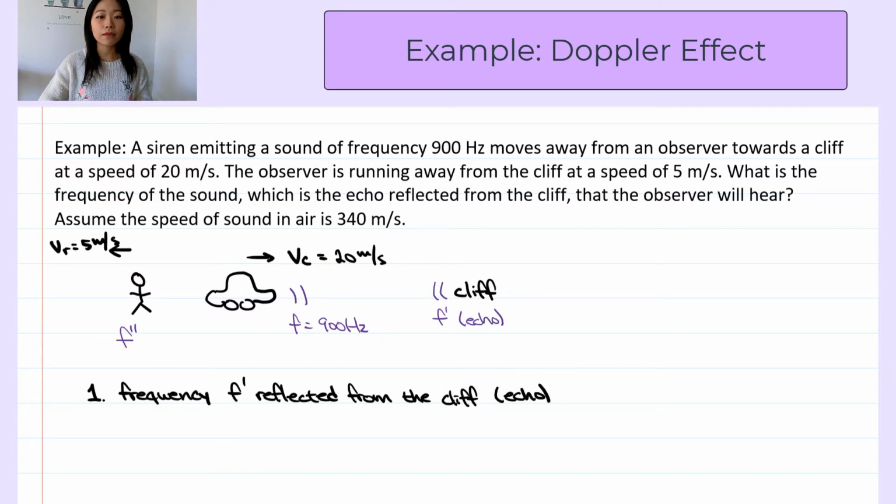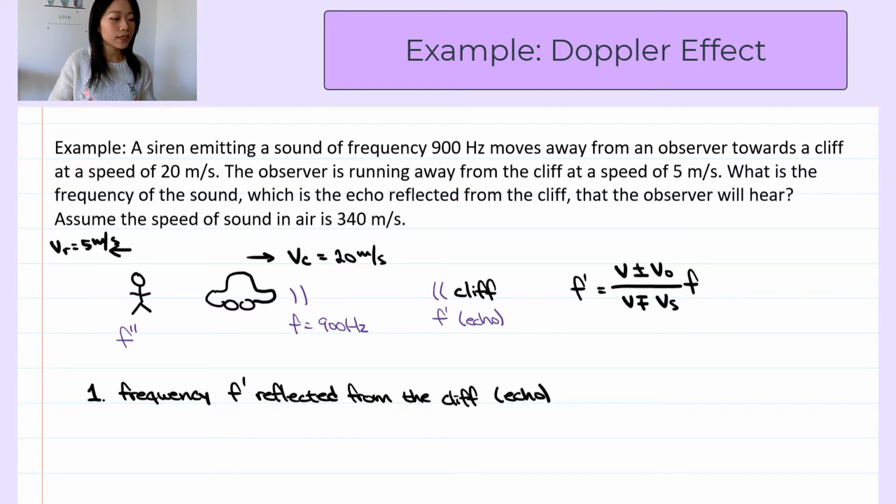A quick recap from the video from last week. We derived the Doppler Effect formula. F prime is V plus or minus speed of observer, plus for when the observer is approaching, and minus for when the observer is receding, divided by wave speed minus or plus Vs, where Vs is speed of source, and minus for when the source is approaching, and plus for when the source is receding, and times the original frequency.